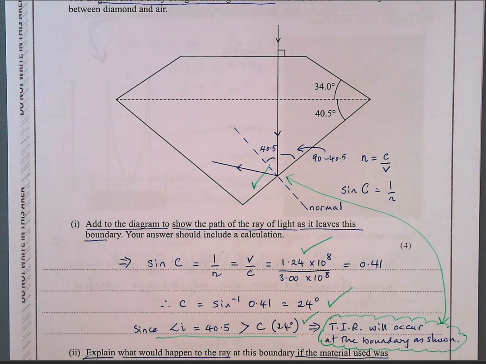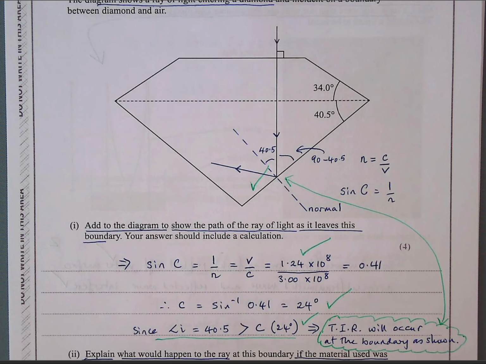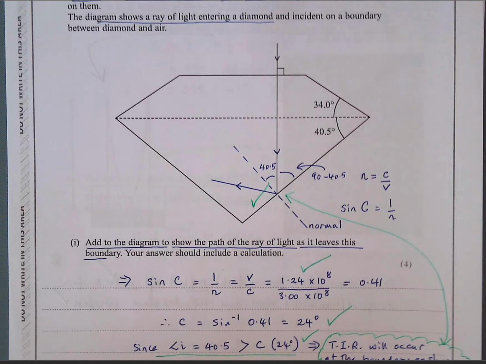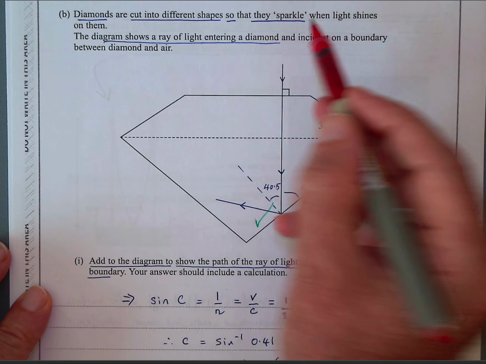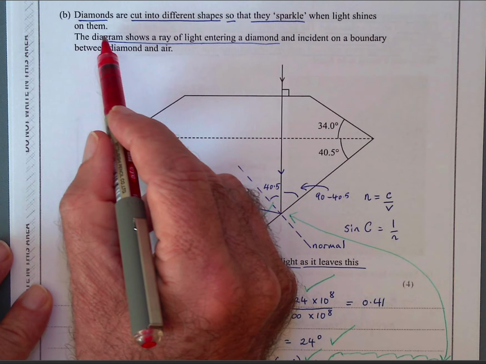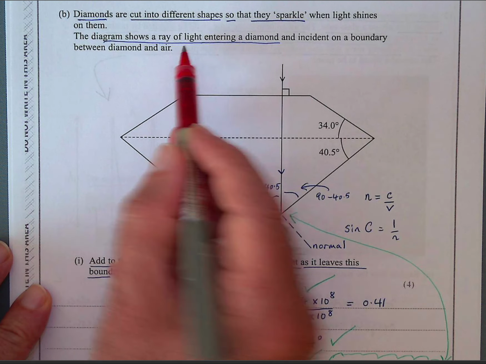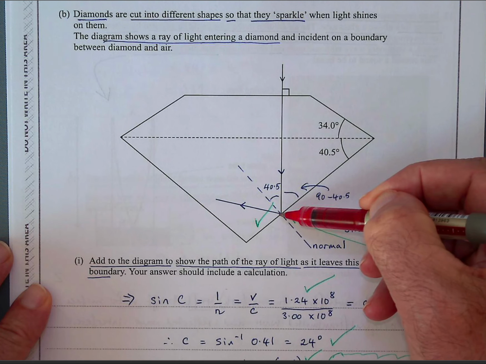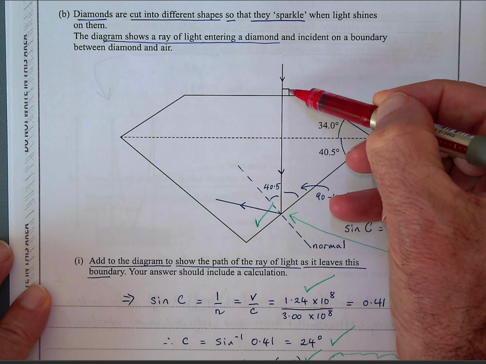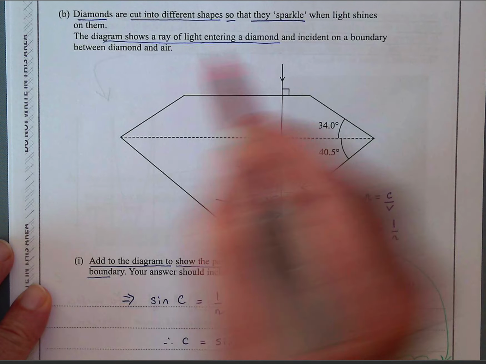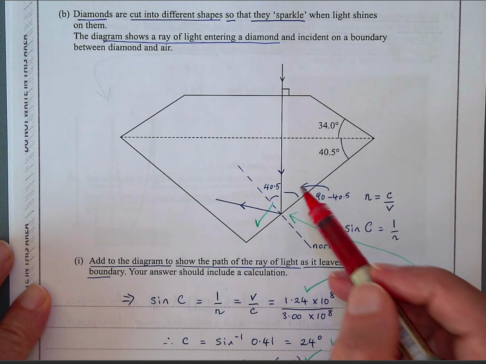Oh, okay, it hasn't finished. It's actually a 9-mark question. So the first part is 3, and then we continue. Part B says diamonds are cut into different shapes so that they sparkle when light shines on them. The diagram shows a ray of light entering through the straight edge at right angles, so it doesn't get bent at this interface, and then it is incident on a boundary between diamond and air.